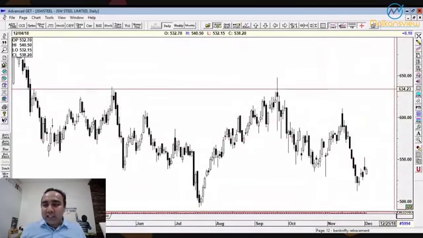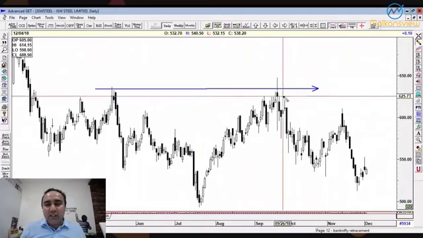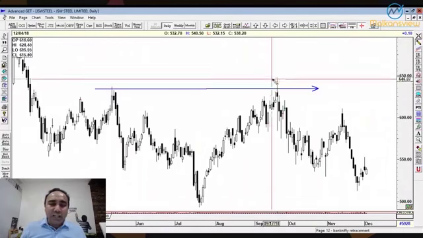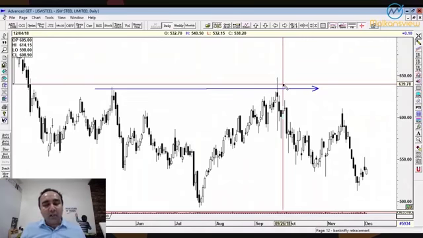Now, let's see this one. If you see this one, can you see this big resistance? It had a breakout, but only a shadow, no body, no confirmation. So this is not a breakout.